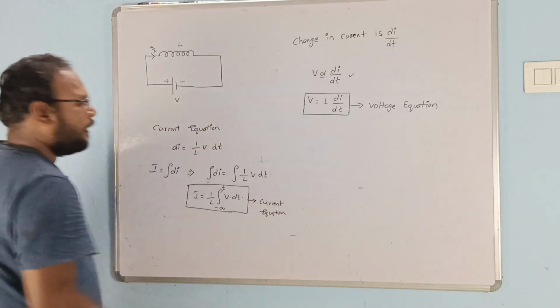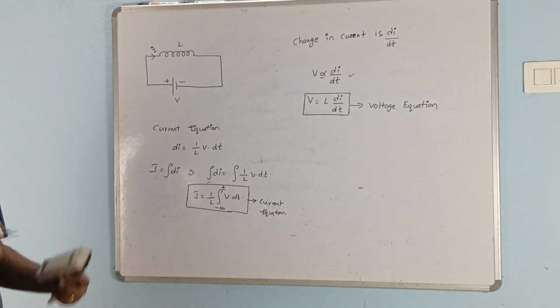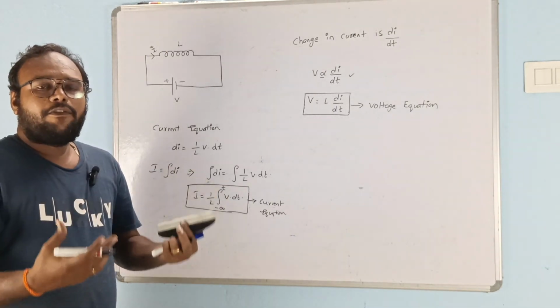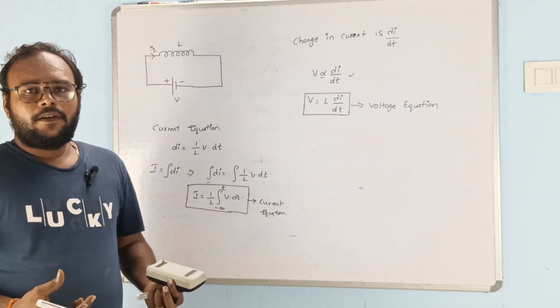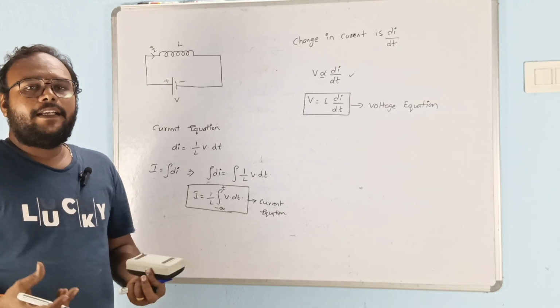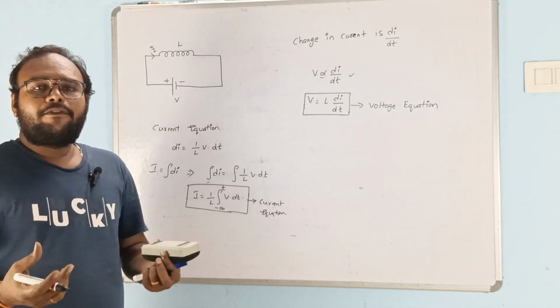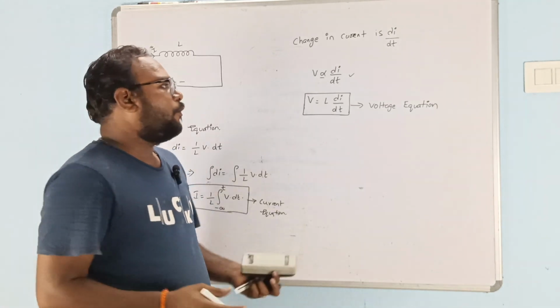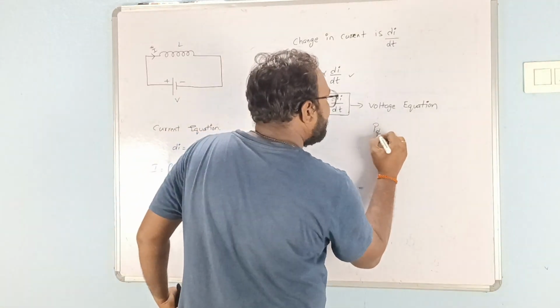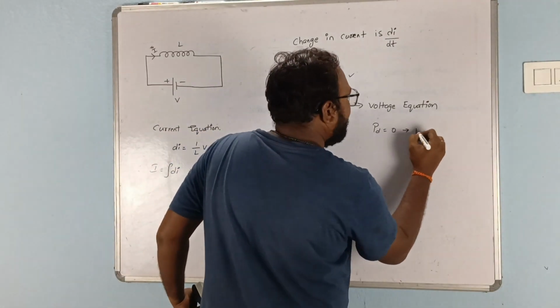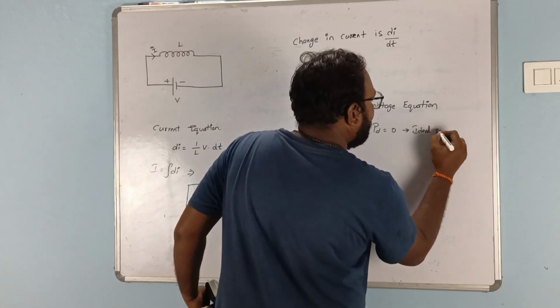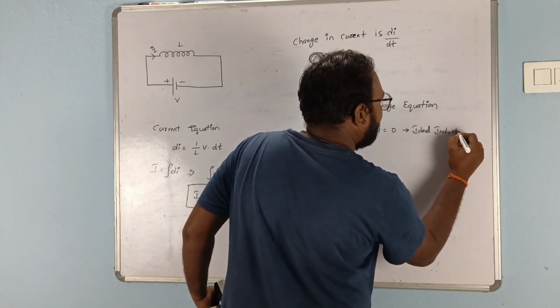So this is the current equation. Then what about the power dissipated from the inductor? If it is an ideal inductor, the power dissipated from the inductor is 0. So power dissipated is equal to 0 in the case of an ideal inductor.